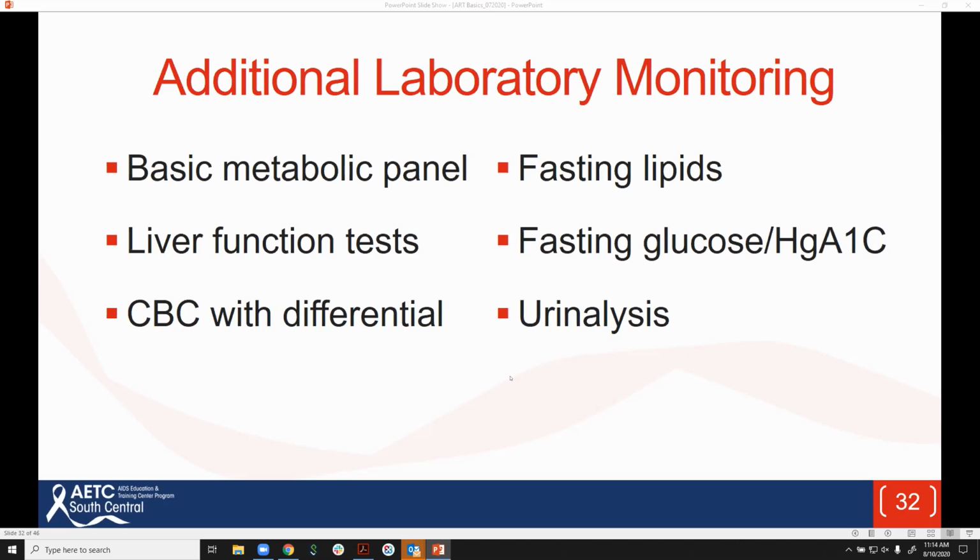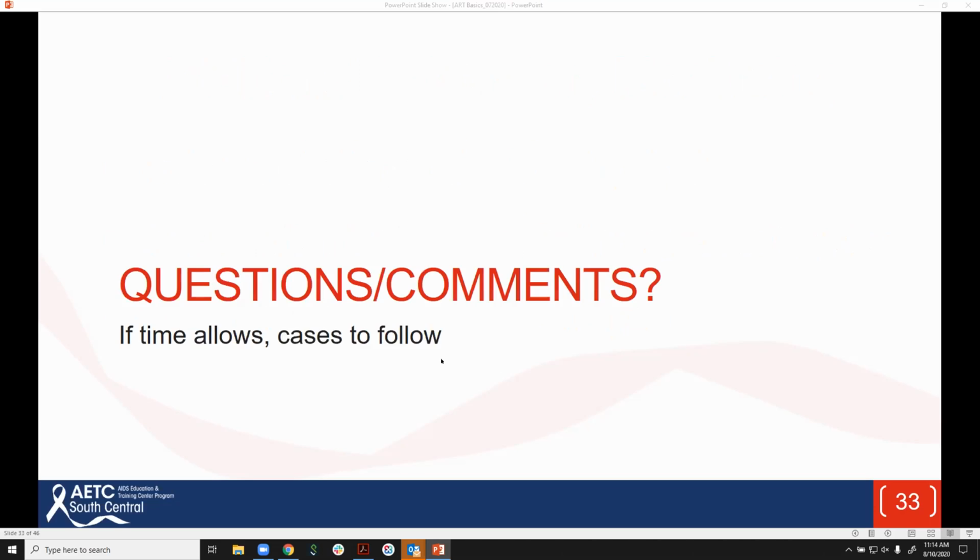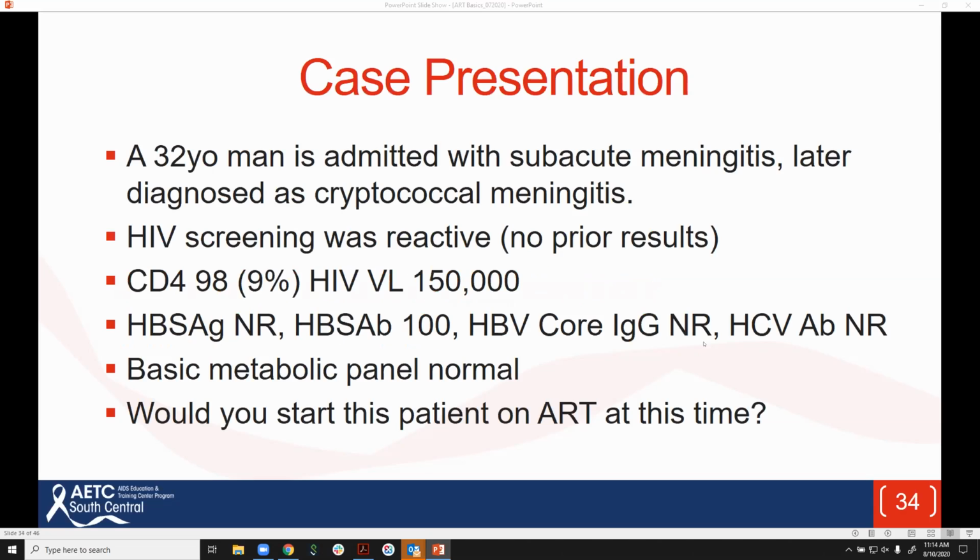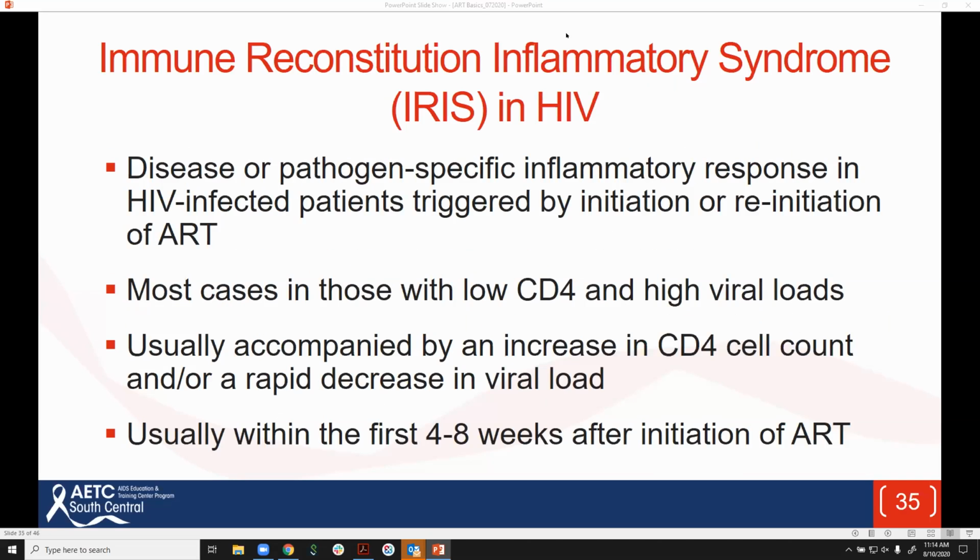So I only have a minute left to go. Yes, you will have access to these slides. I have a few cases that you can see. It's important to know, about when to start medication, that we might see immune reconstitution inflammatory syndrome if someone has a low CD4 count and a high viral load at the time that you start medications, and it was discussed a bit in the plenary in the setting of tuberculosis.